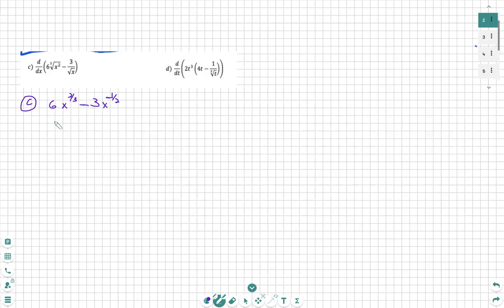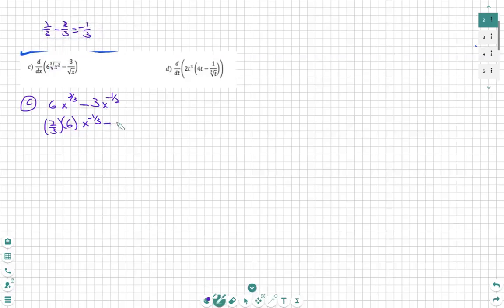Next, we're just going to derive. You bring the exponent to the front, keep the current coefficient, and then subtract 1. We can do 2 over 3 minus 1, which would be 3 over 3. So negative 1/3 would be our new exponent. Let's bring this to the top.